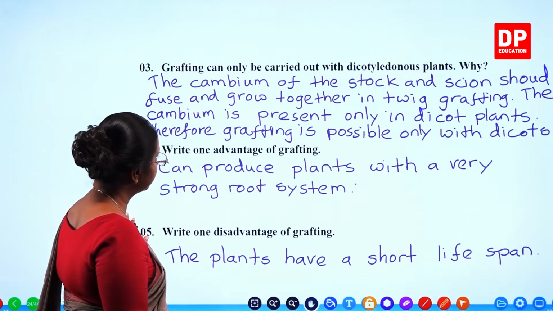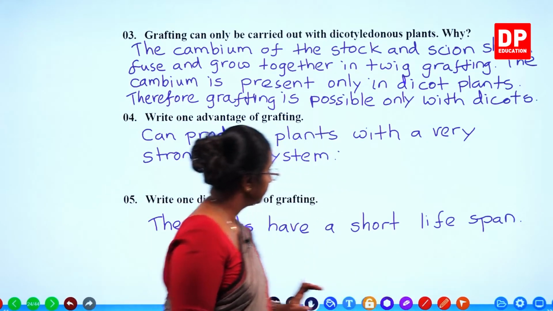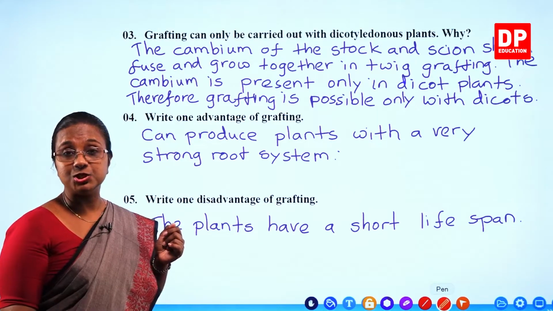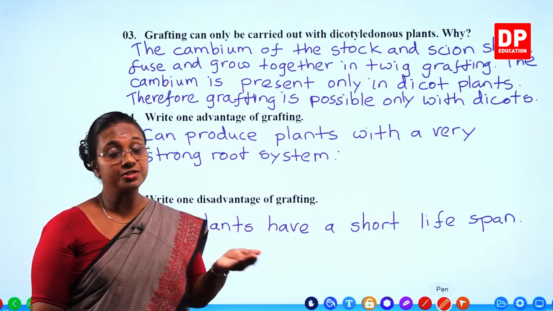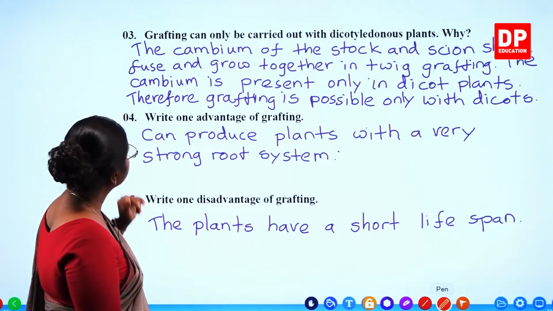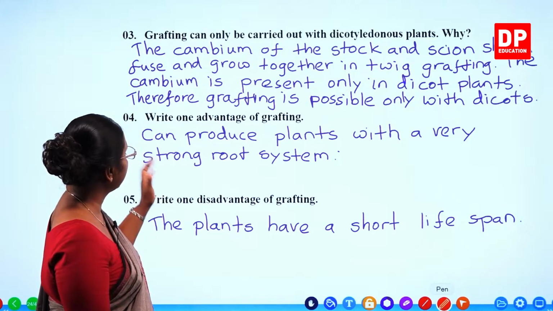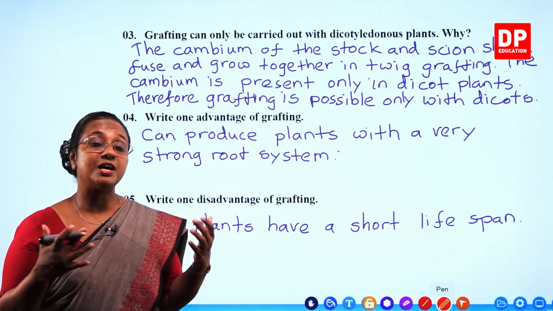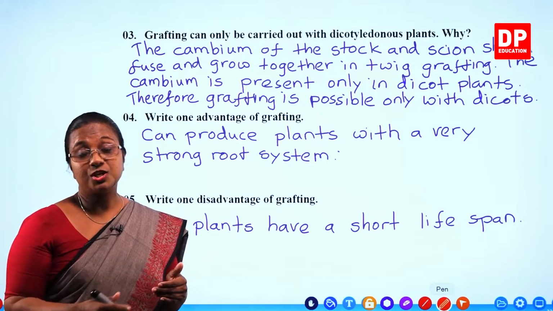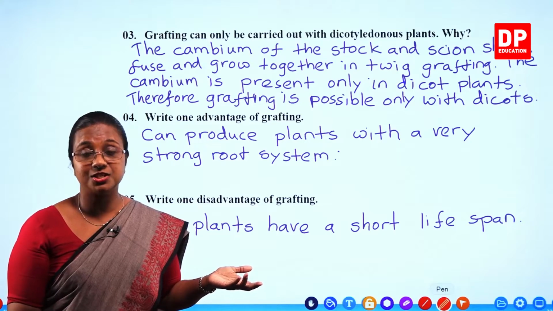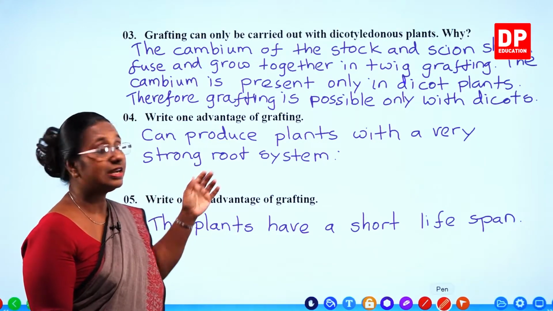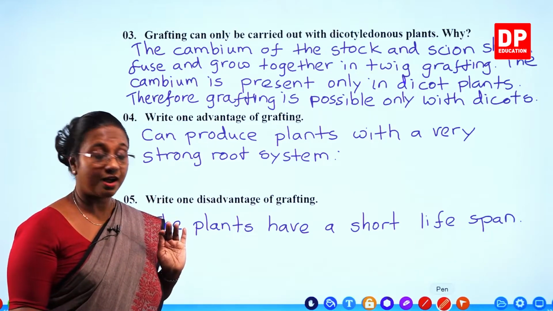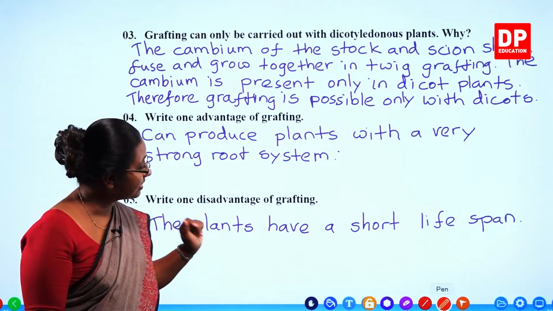So if we look at the question, students, there were three parts. First one, grafting can only be carried out with dicot plants. You all know the reason, because there needs to be a cambium. Cambium is present only in dicots, so it can be done only with dicots. Then we were supposed to write one advantage of grafting. I have written can produce plants with a very strong root system. Then you all know we can combine plants which are resistant to pests and diseases, and also environmental changes. And also you can reproduce plants that do not reproduce successfully by production of seeds. So those are all advantages of grafting. And then for disadvantage, I have written the plants have a short lifespan.